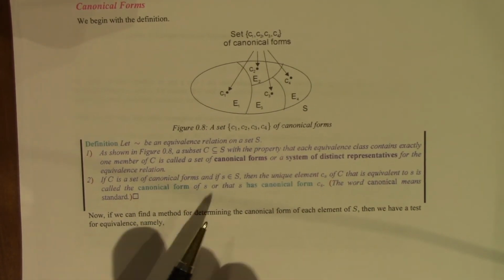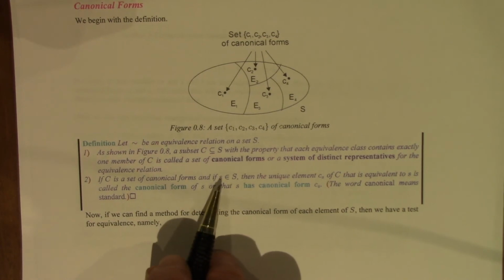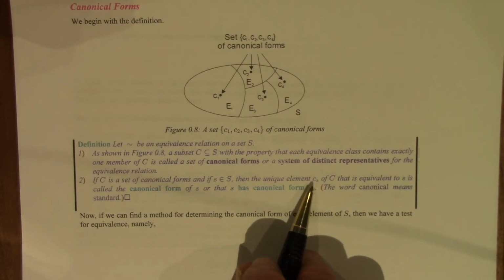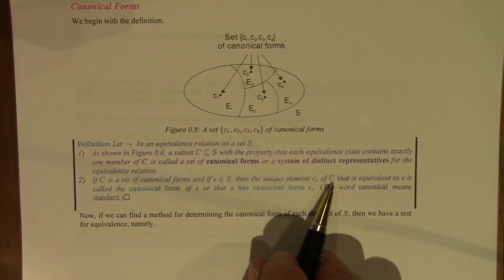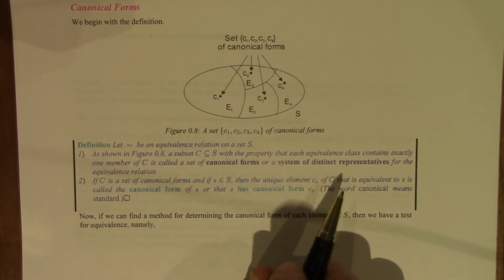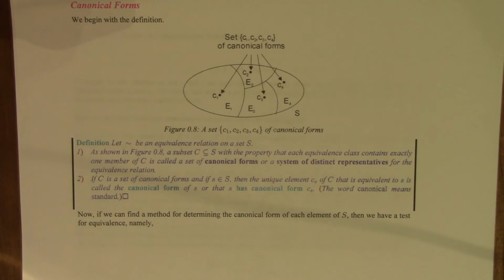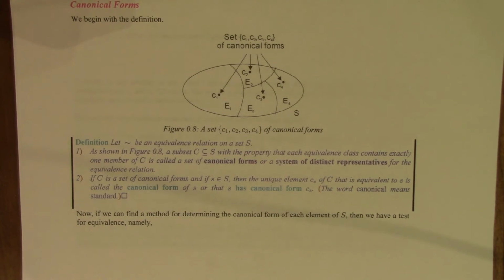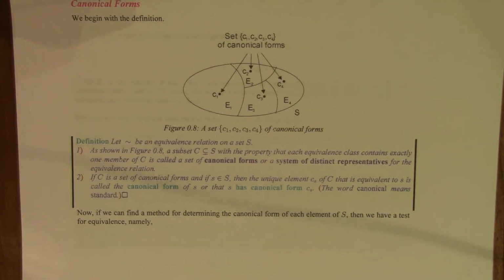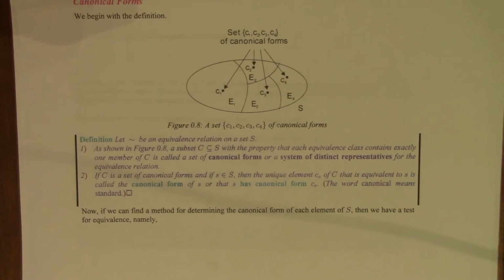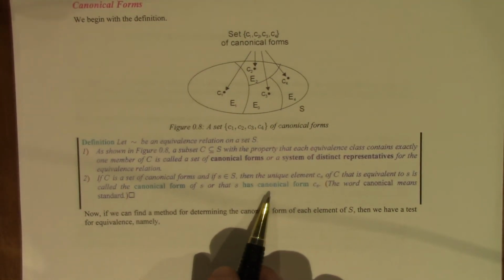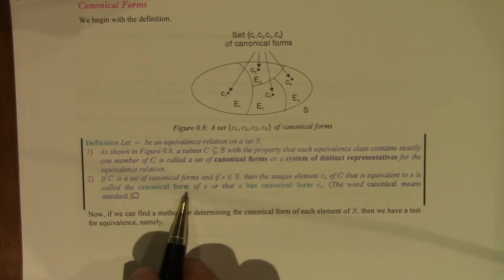If C is a set of canonical forms, and if we take an element from the set, let's say little s, then the unique element C sub s of the set of canonical forms that is equivalent to little s is called the canonical form of s. Or we say that s has canonical form C sub s. The word canonical means standard, so it's standard form. Okay. So this is the formal definition of a set of canonical forms and a canonical form.